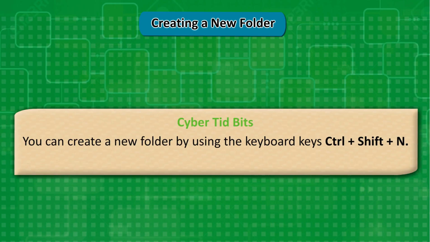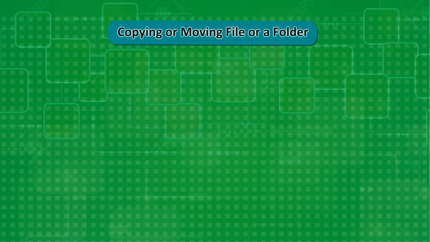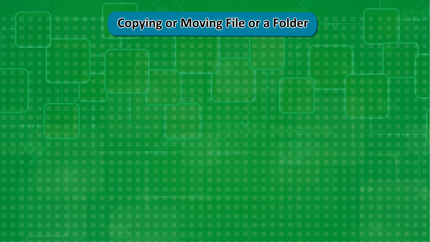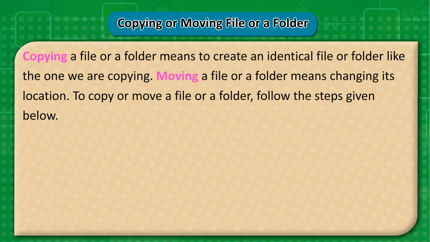Cyber tidbits. You can create a new folder by using the keyboard keys Ctrl+Shift+N. Copying or moving a file or a folder. Copying a file or a folder means to create an identical file or folder like the one we are copying. Moving a file or a folder means changing its location.